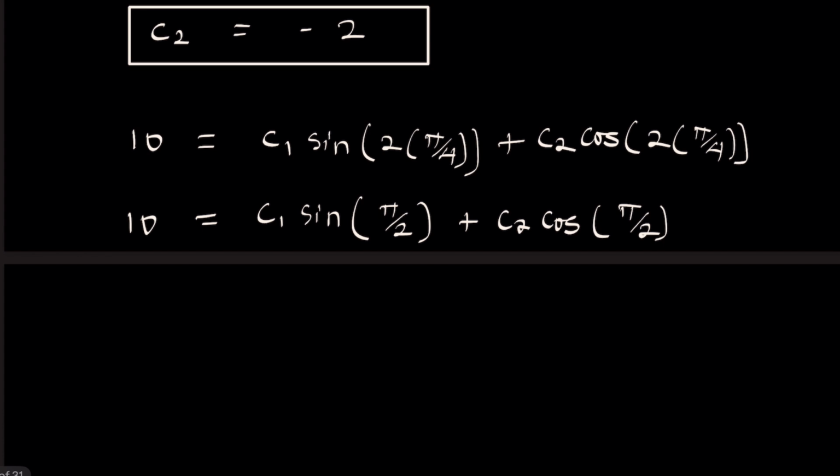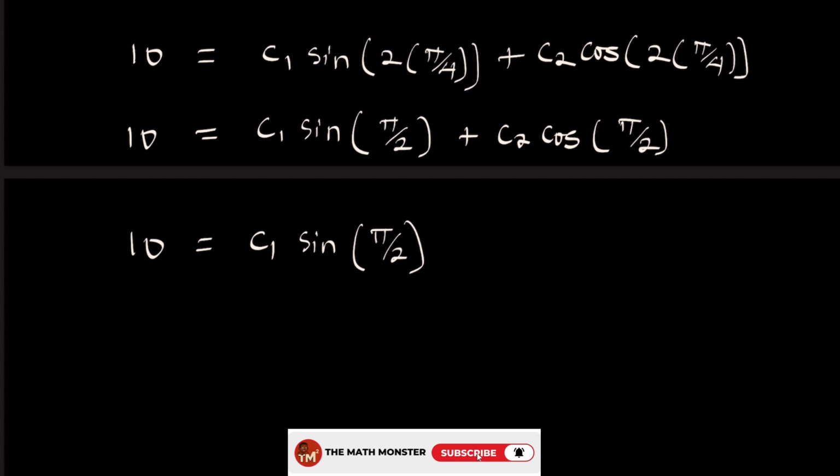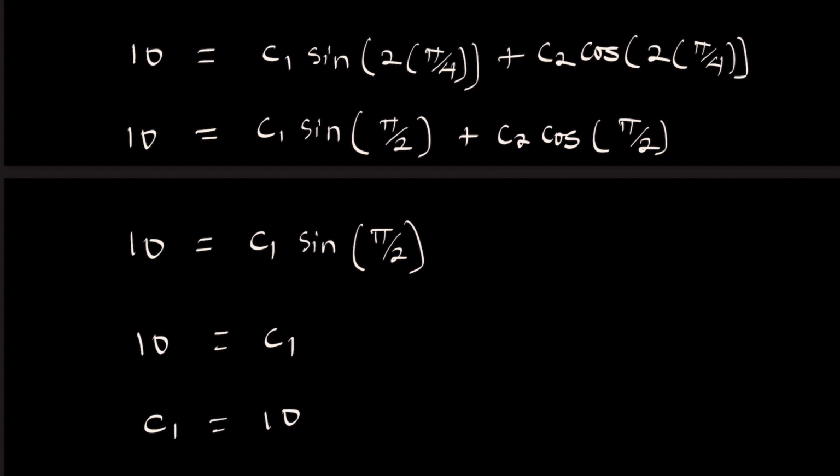Now cosine of pi on 2 is equal to 0, so this will go to 0. And so you're going to have 10 is equal to c1 sine of pi on 2. Sine of pi on 2 is giving us 1, and so we are going to have 10 is equal to c1. So we have our value for c1 to be equal to 10.